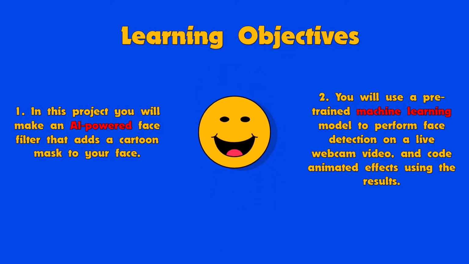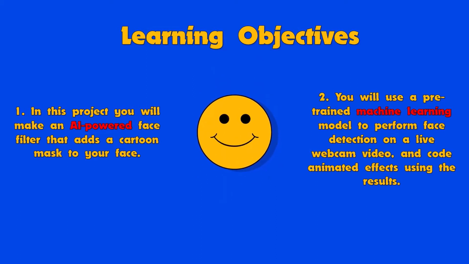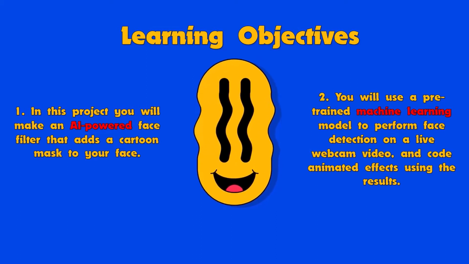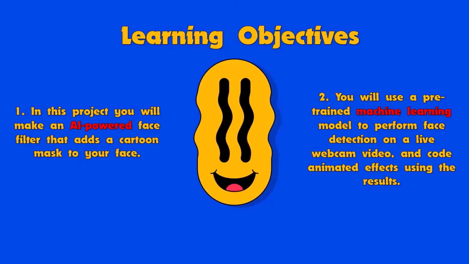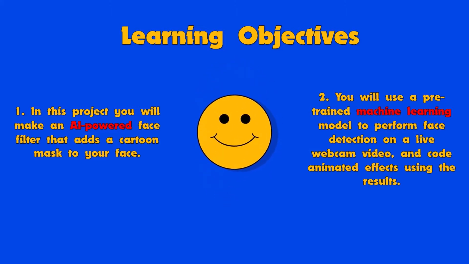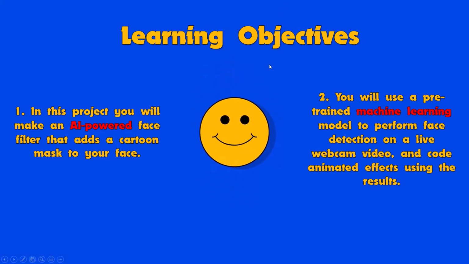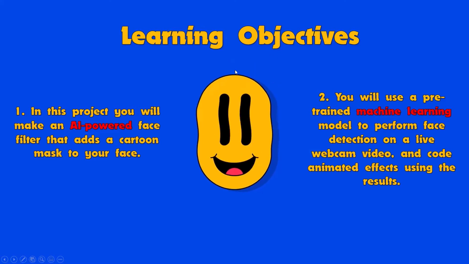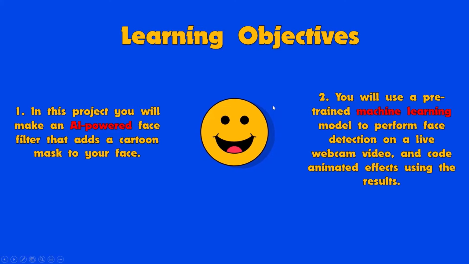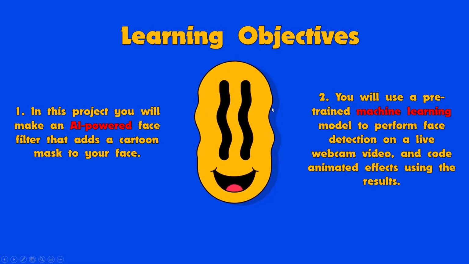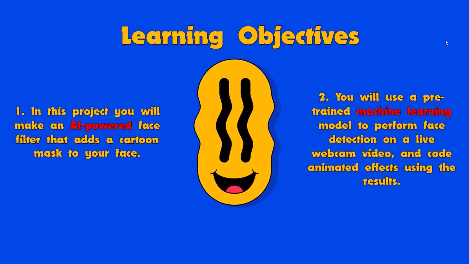On this project, we're going to use a pre-trained machine learning model to perform face detection on a live webcam video and code animation effects using its results to create an AI-powered face filter that adds a cartoon mask to your face. So it will add to our webcam. Webcam will film our face, and then AI will add an emoji mask on our face and detect where our face is. So let's go do it.